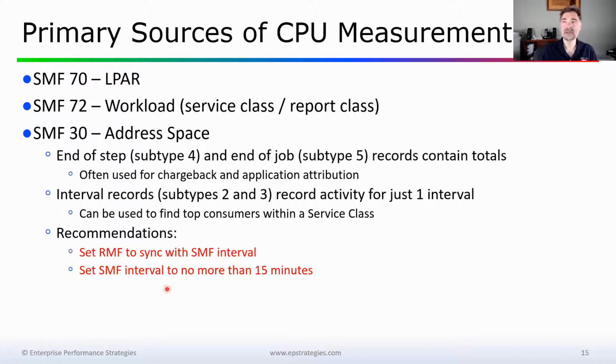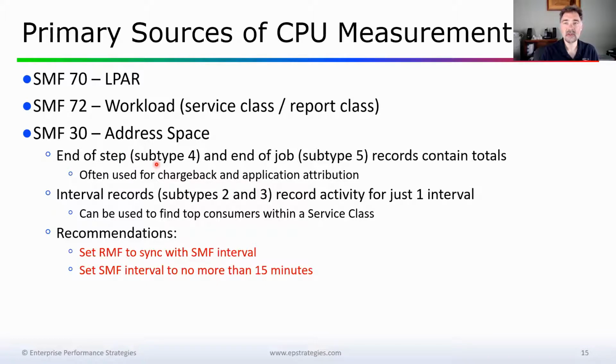So the primary sources of CPU measurements from the SMF data are the SMF 70, 72, and 30. The 70 gives you basically the LPAR view, the machine view, the overall view at that level. Whereas in the SMF 72, you actually start to see the workload, so down to a service class period basis or a report class basis. And then the SMF 30s are where you can get down to the address space basis.